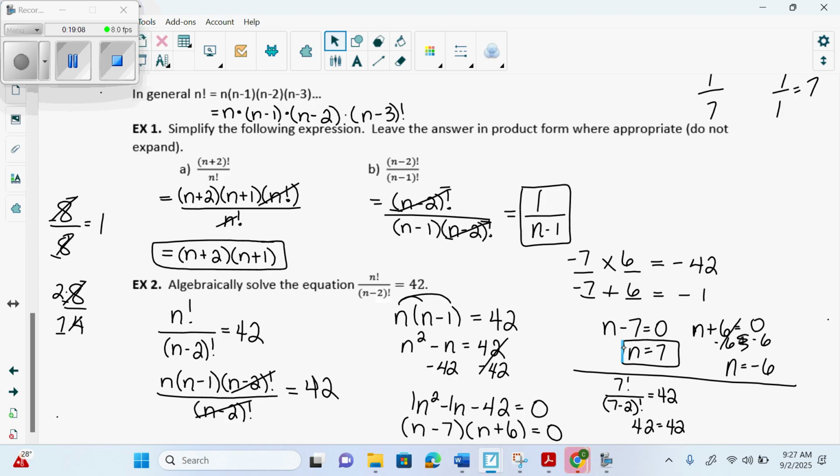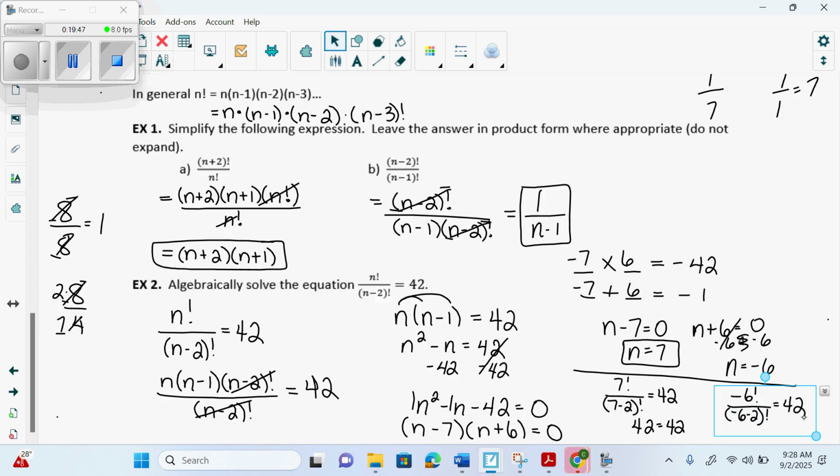Then I try negative 6. Negative 6 factorial over negative 6 minus 2 factorial equals 42. Fun fact, I have negative 6 factorial written up there. Where does the factorial stop at? Technically, it stops at 1, right? So can it be negative? Can I have a negative factorial if it stops at 1? No. So some people, paying attention, assume the moment I get a negative number, that's the extraneous one.